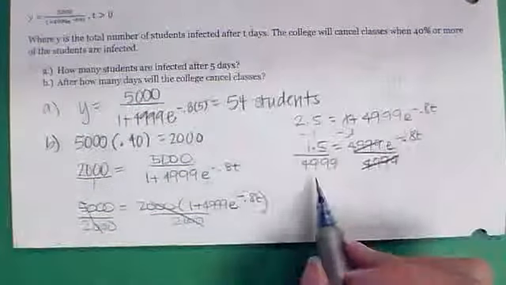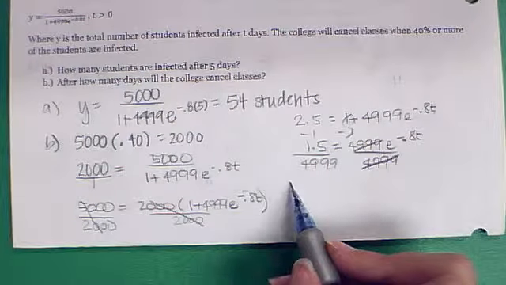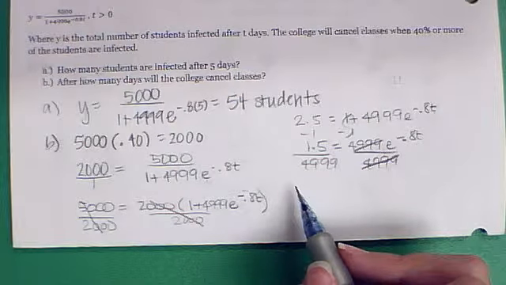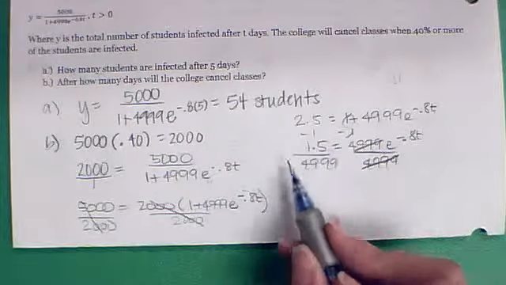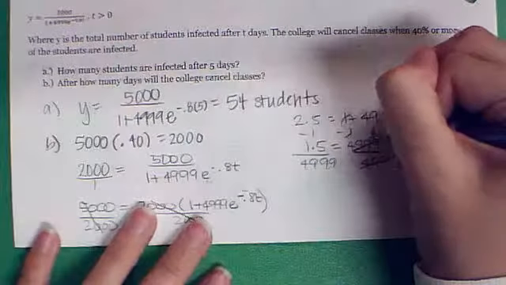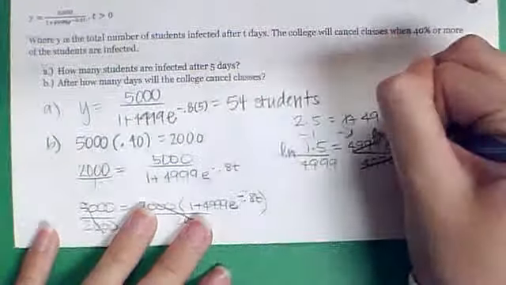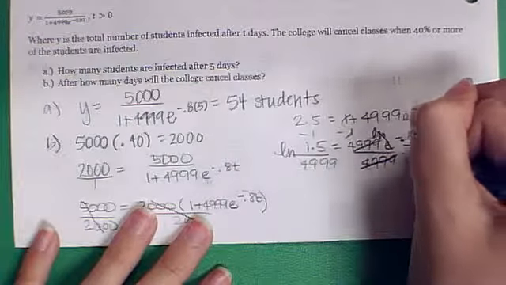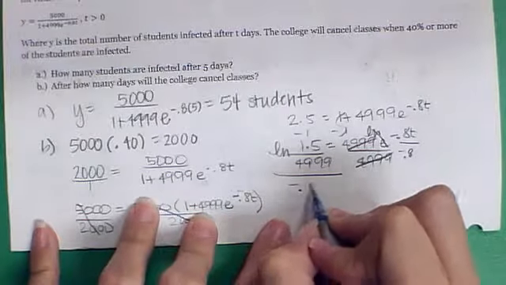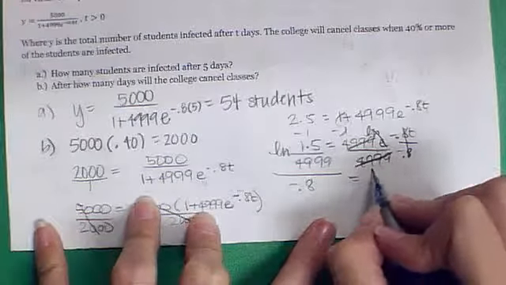It's important for me to note here that this right here, if I put it into my calculator, would be a very small fraction. And I don't want to do that because it won't be as precise when I round. So I'm going to leave it like this. I'm not going to reduce it here. Now I have e by itself, so I'm going to take the natural log of both sides. That cancels. The final step will be to divide by negative 0.8, all of this by negative 0.8. And that will equal my time.